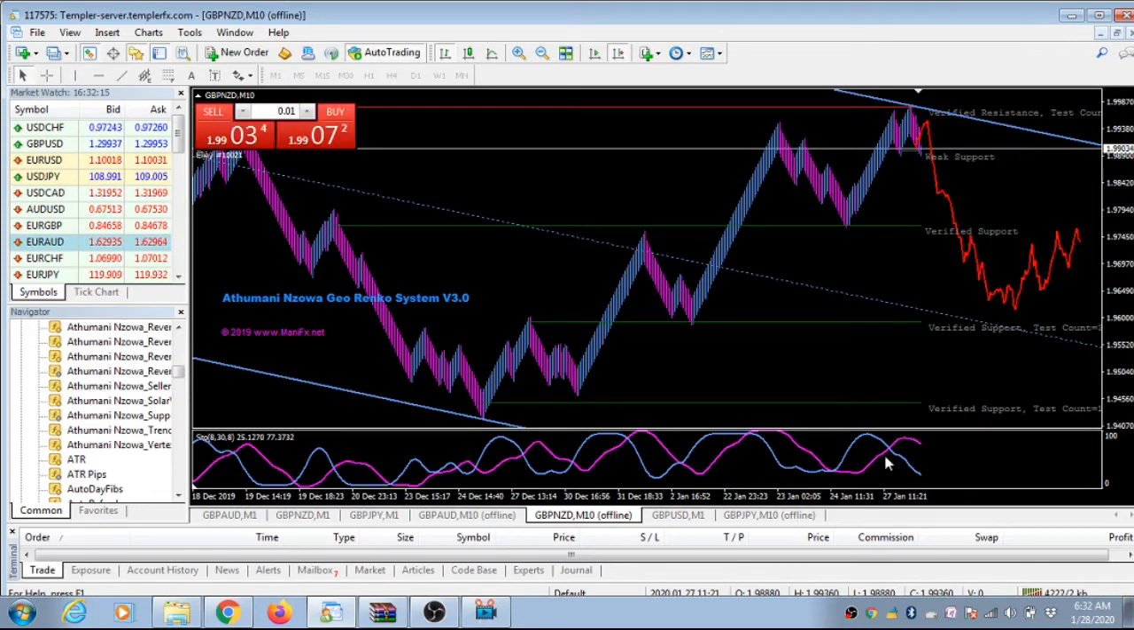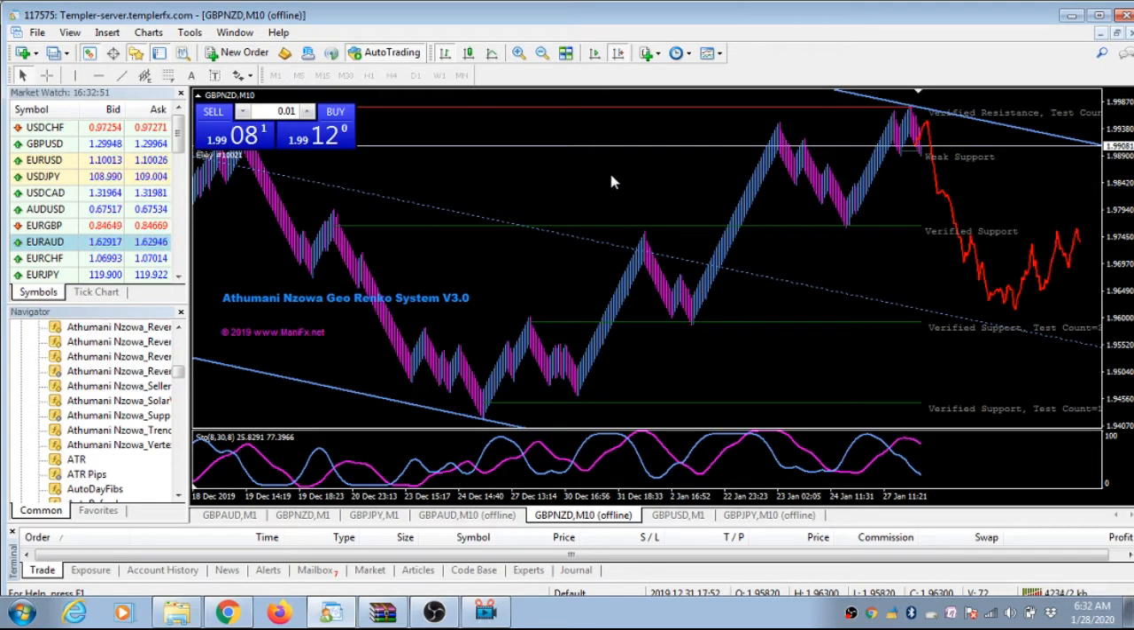If the pink wave is above the blue wave, it means that the sellers have more power over the buyers, so we're going to go bearish. And if the blue line is on top of the pink line, that means the buyers have more power over the sellers, which means it's a bullish trend. As simple as that. I'm going to explain further on each indicator and what they do.